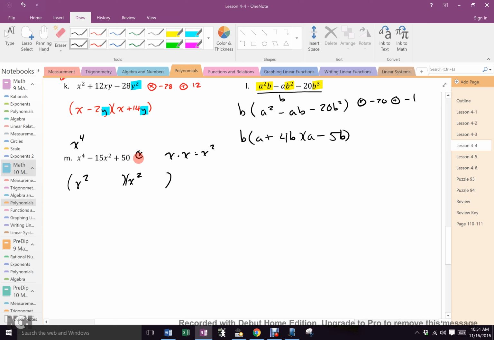What do I got to multiply to? 50. And what do I got to add to? Negative 15. What is it? Negative 5 and negative 10. Is everybody cool? Yeah?